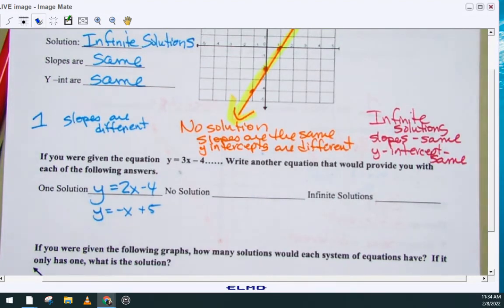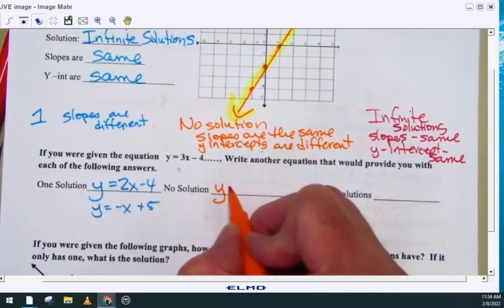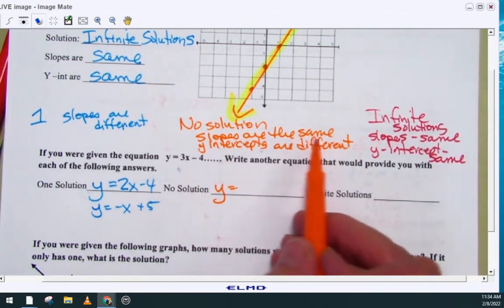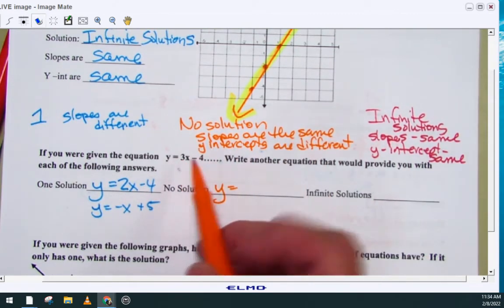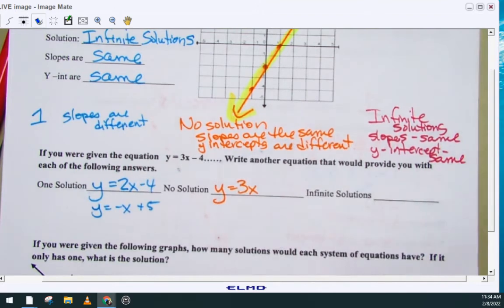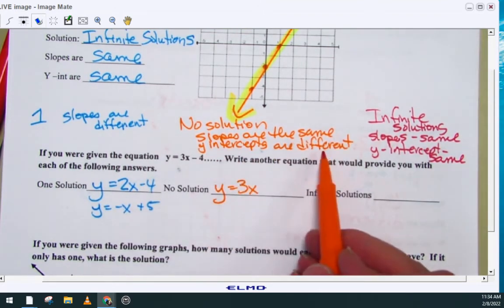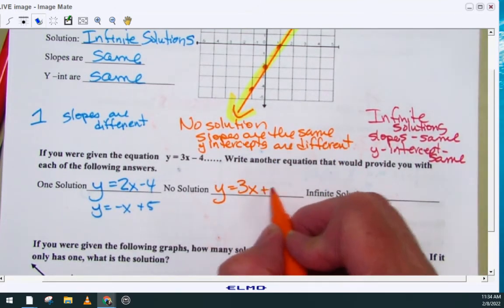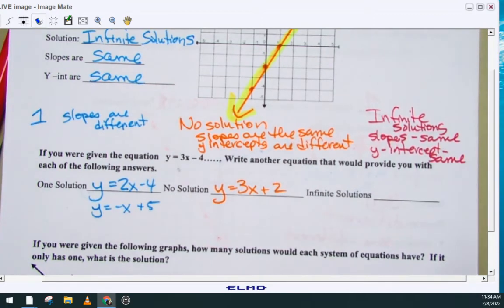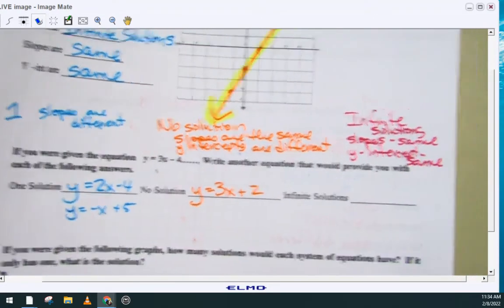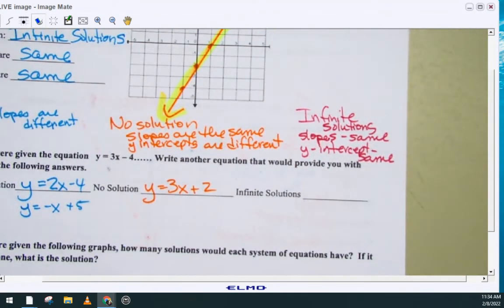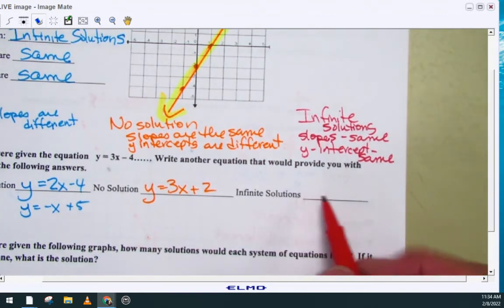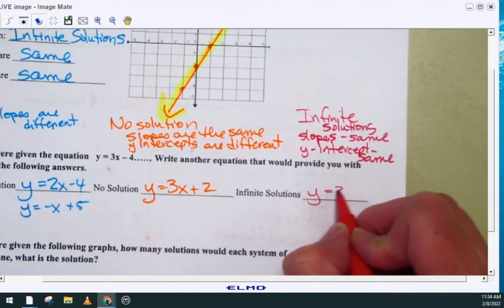No solution. Okay? No solution means the slopes are the same. So the slope is 3, so that means this has to be 3. The y-intercept, though, has to be different. So plus 2. And last but certainly not least, infinite solutions, it's the exact same equation.